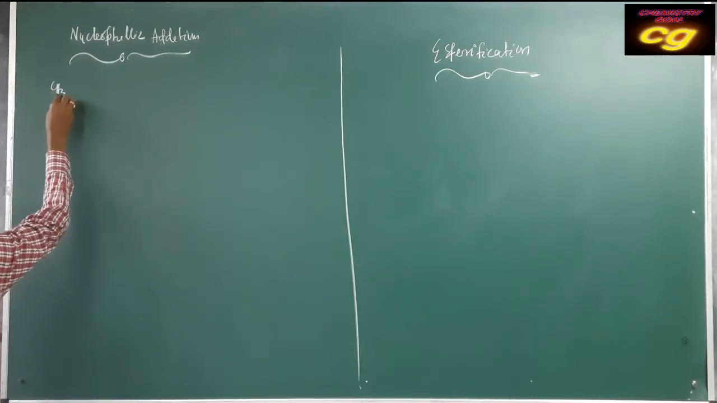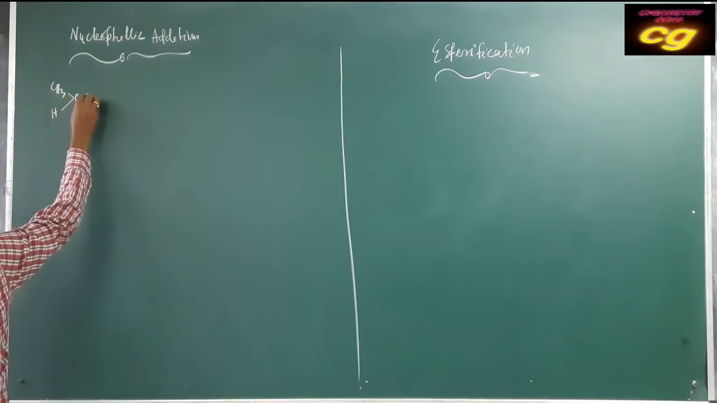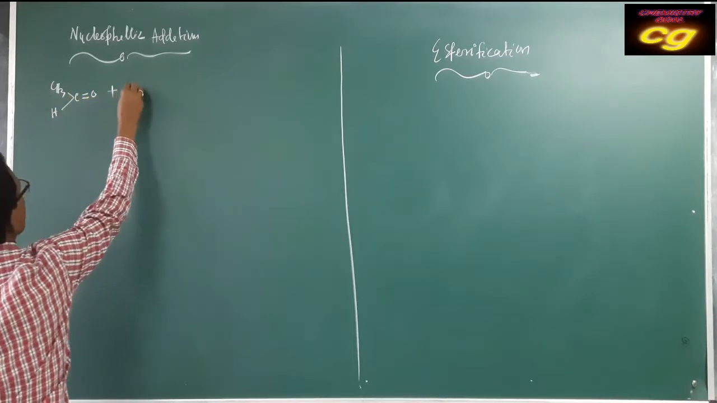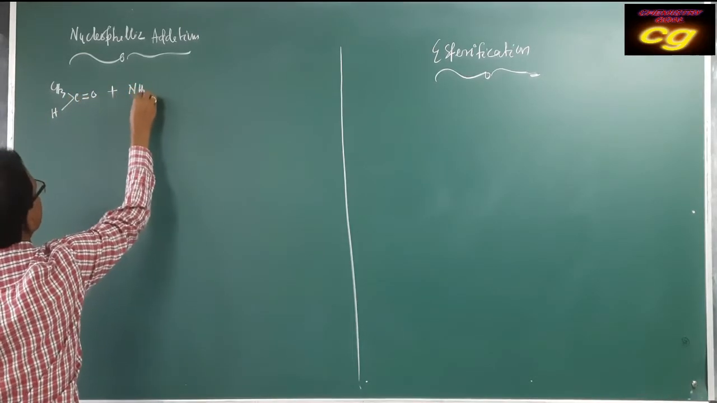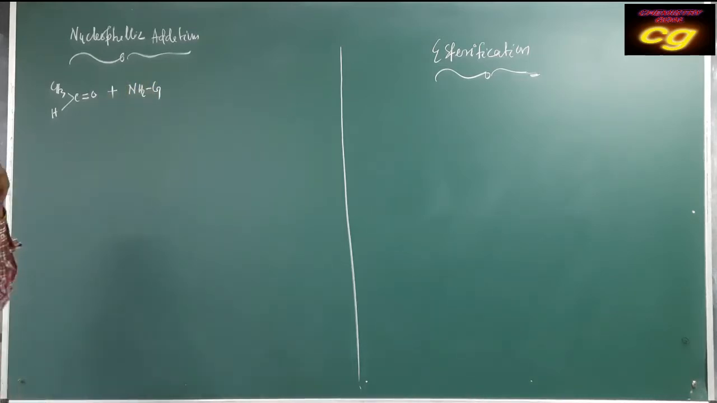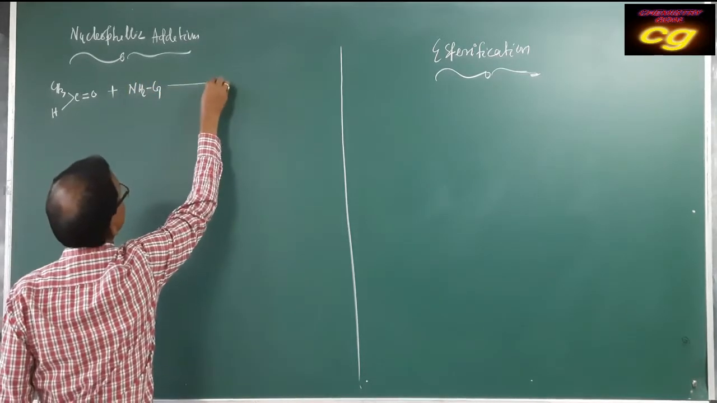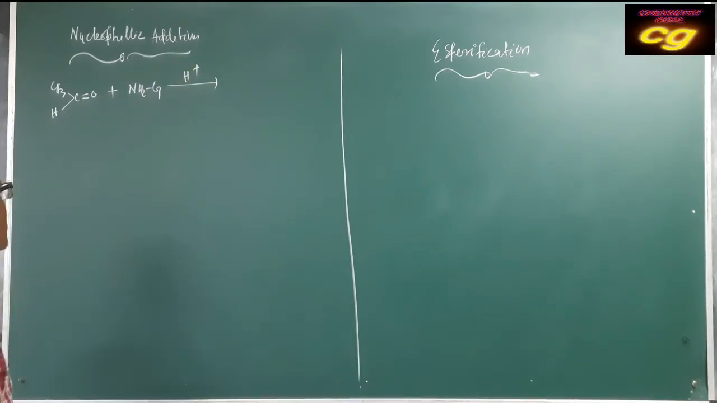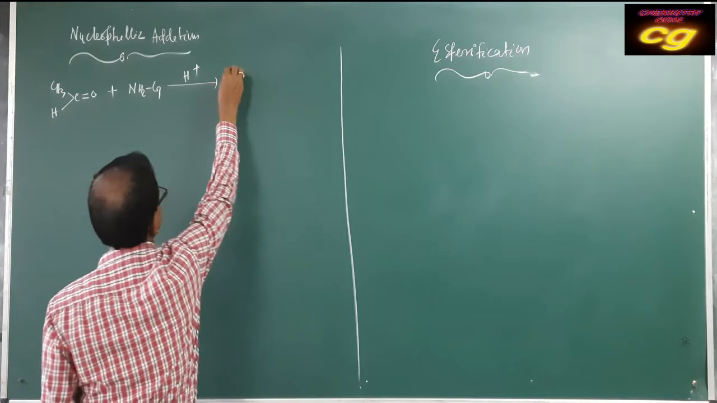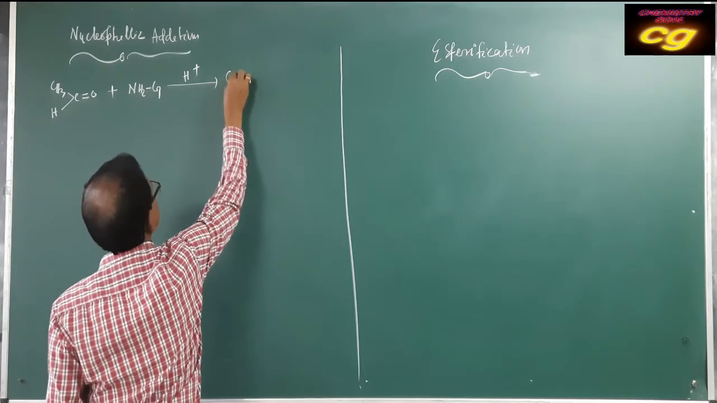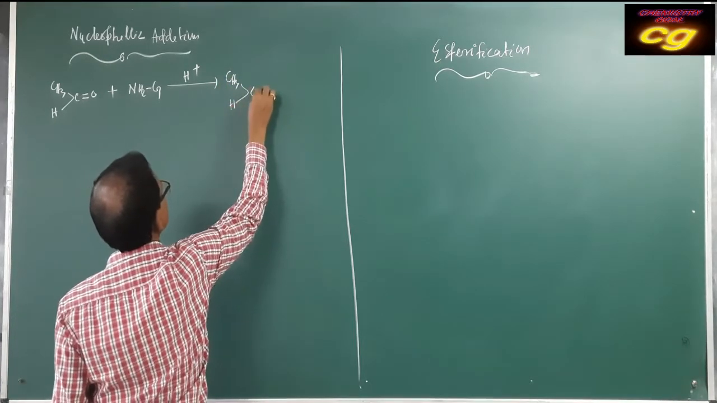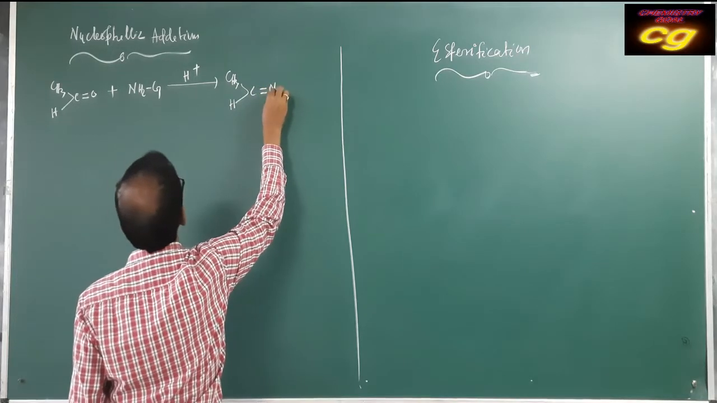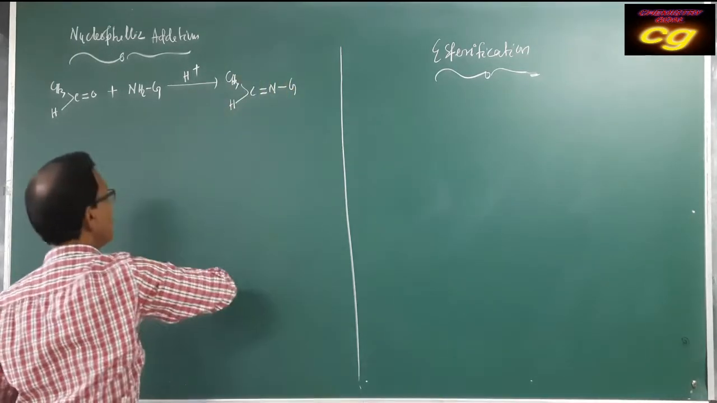Take CH3HC double bond O with ammonia derivative, in presence of a slightly acidic medium. Remember, a slightly acidic medium is required, not strong acid. In case of highly acidic medium, the reaction will be very slow, the reaction will not take place. Then the product is CH3HC double bond N-G. This is the product.